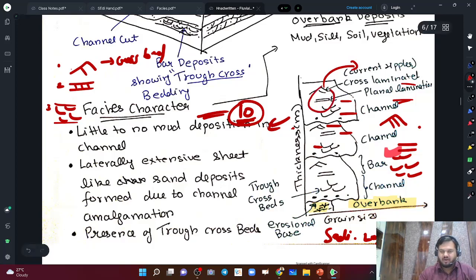If you don't make this, even then it is fine. But if you are able to make sedimentary structures also in these, you will get full marks, right? I would say 18 out of 20 kind of thing. And this is not that difficult. It is not perfect. These are all approximate, right?